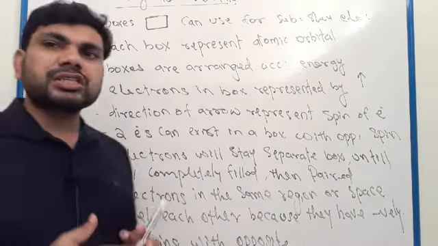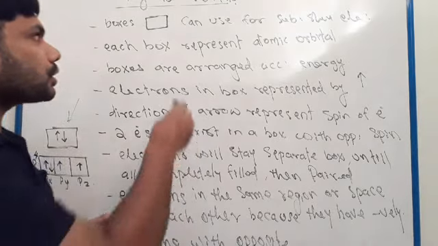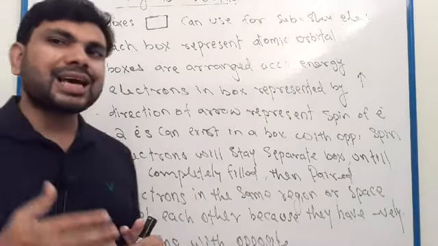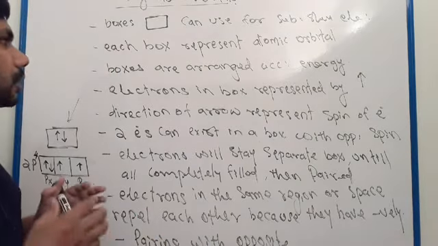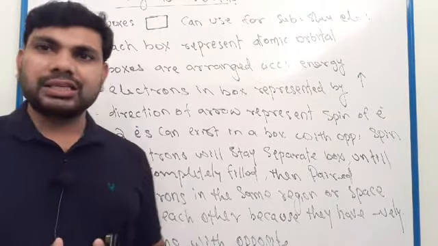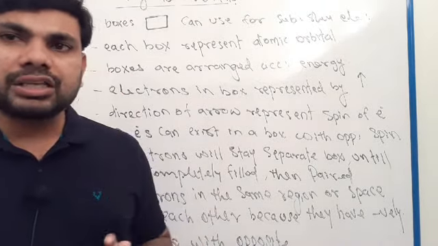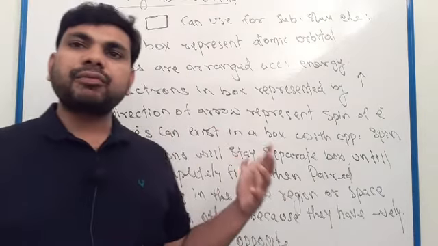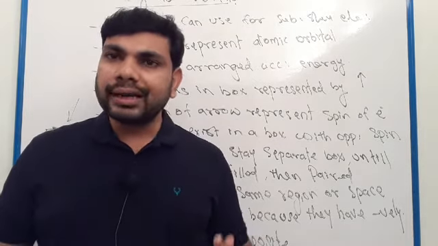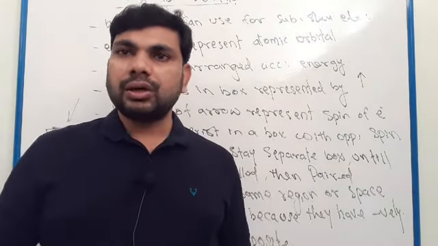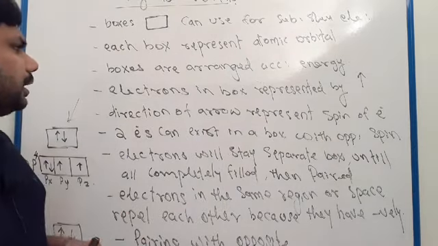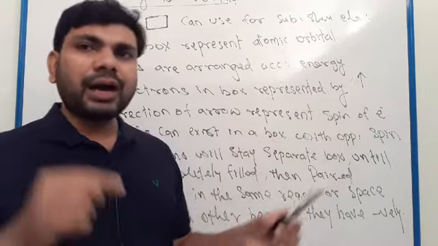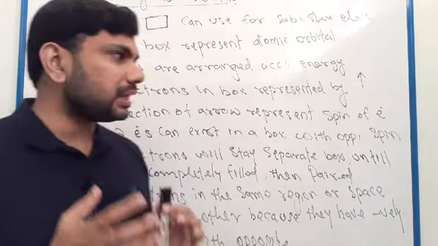We already discussed subshell electronic configuration. Boxes can be used for subshell electronic configuration. Each box represents an atomic orbital. Boxes are arranged according to their energy. We know atomic orbitals are arranged according to their energy. Similarly here, if you are using boxes instead of atomic orbitals, we have to arrange them according to their energy. And another thing, electrons in the box are represented by arrow marks. This type of arrow mark is used to represent electrons in boxes.